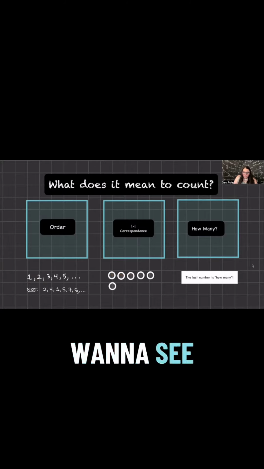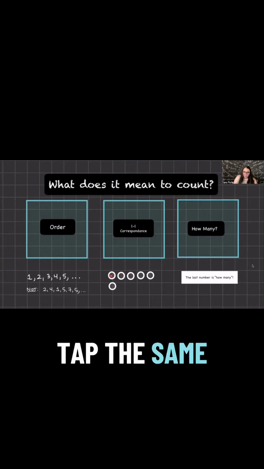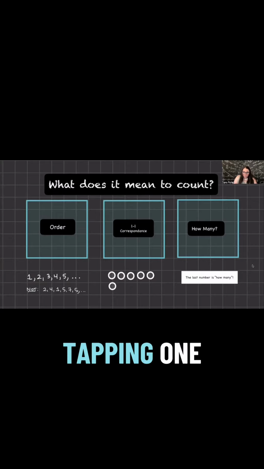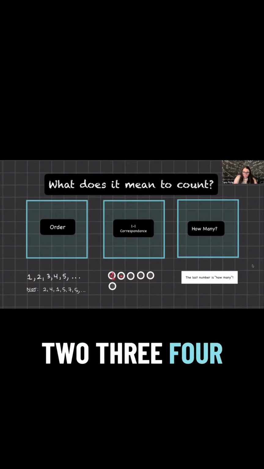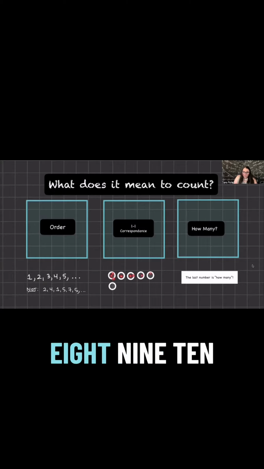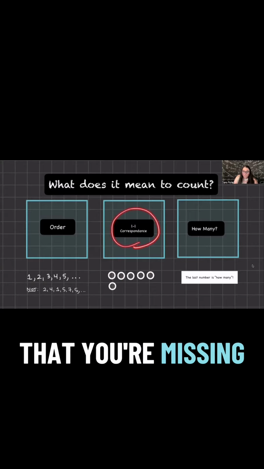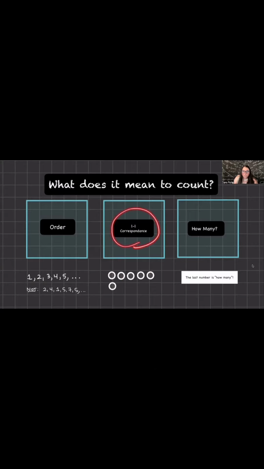So you wouldn't want to see a child, and this is very common, tap the same object 2 or 3 times, and just say the sequence as they're tapping. 1, 2, 3, 4, 5, 6, 7, 8, 9, 10. Oh, there's 10, right? So that means that you're missing the one-to-one correspondence. So we're going to look for that.